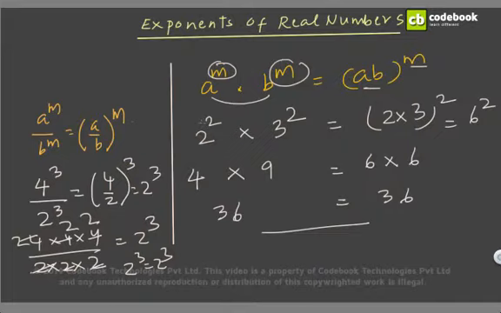If we have two terms with the same exponent, the product of those two terms is equal to the product of its bases raised to the power of the exponent, and the quotient of the two terms is the quotient of the bases raised to the power of the exponent.